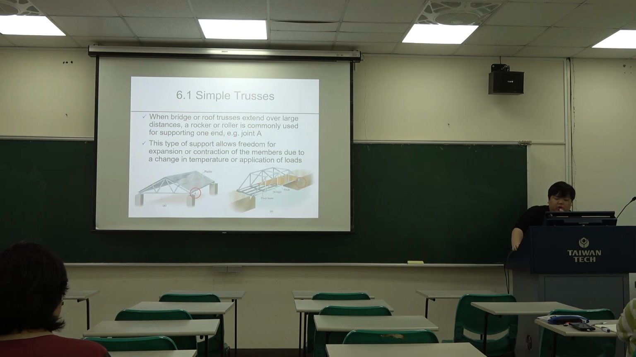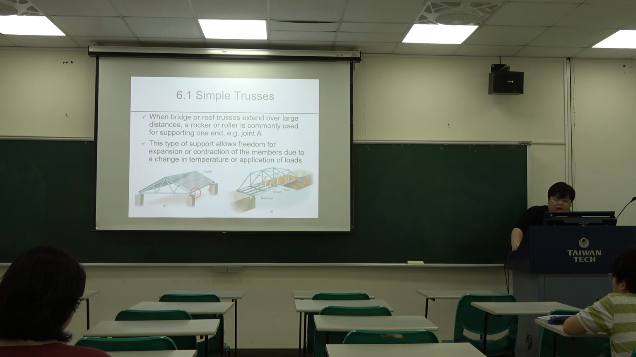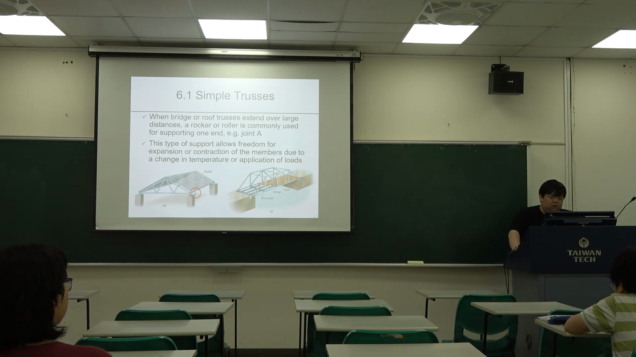When the bridge or roof trusses extend over a large distance, a rocker or roller, like this, is commonly used for supporting one end, like this joint point A. This type of support allows freedom for expansion or contraction of the member due to a change in temperature or application of loads.